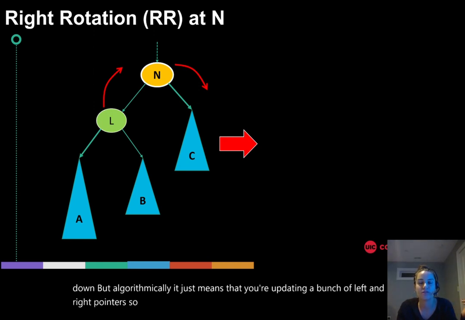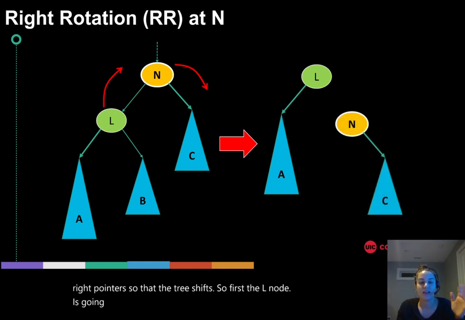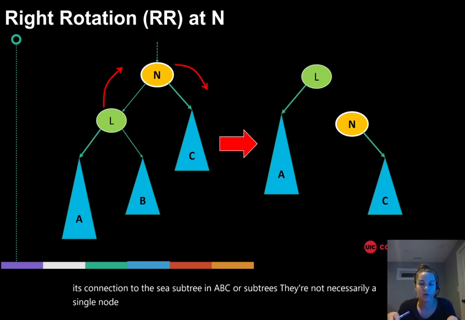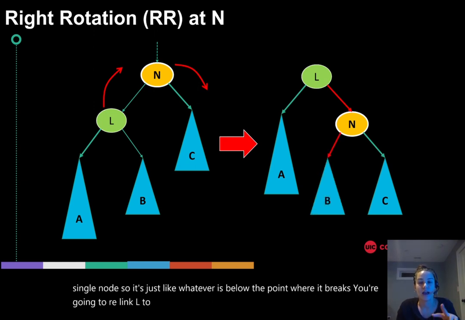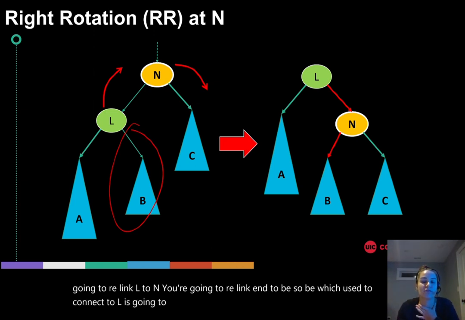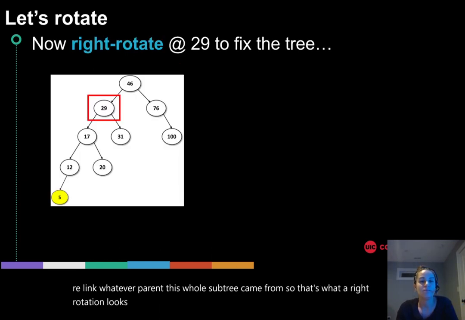so that the tree shifts. First, the L node is going to maintain its connection to A, and the N node is going to maintain its connection to the C subtree. A, B, and C are subtrees. They're not necessarily a single node, it's just whatever's below the point where it breaks. You're going to relink L to N. You're going to relink N to B. So B, which used to connect to L, is going to get relinked to the left of N. And then you'll also have to relink whatever parent this whole subtree came from. So that's what a right rotation looks like abstractly.